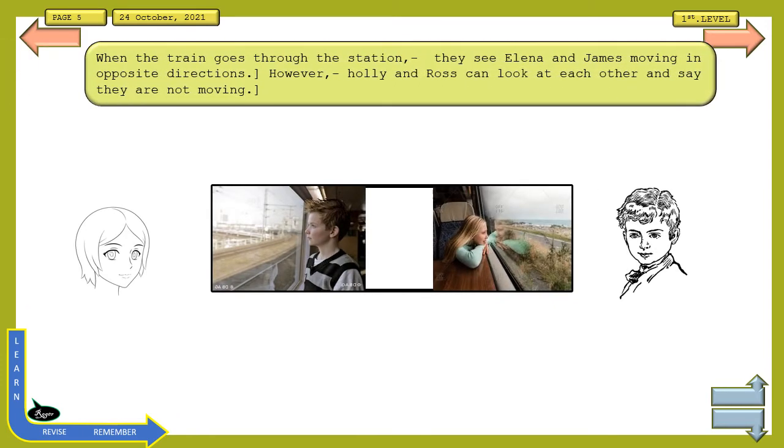When the train goes through the station, they see Eleanor and James moving in the opposite directions. However, Holly and Ross can look at each other and say they are not moving.